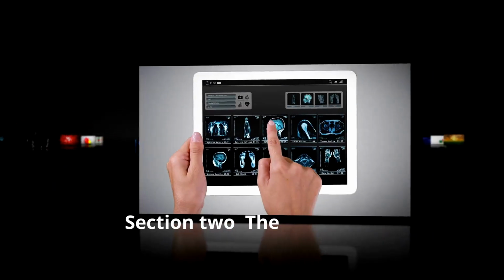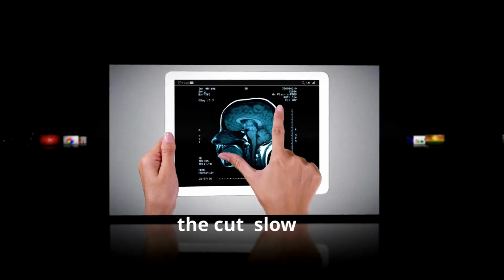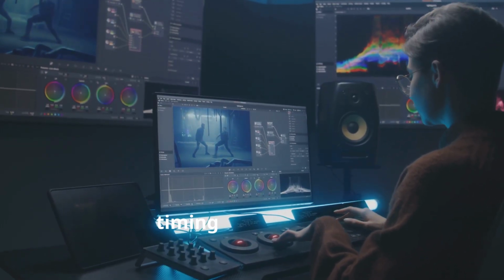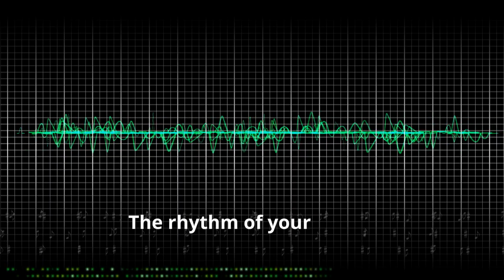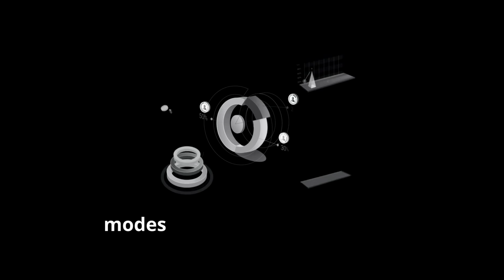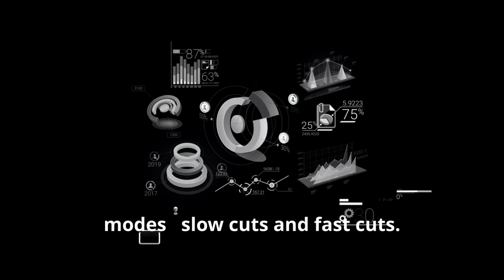Section 2. The rhythm of the cut. Slow versus fast. Let's get specific about the timing of your edits. The rhythm of your cuts is just as important as the rhythm of your voice. The two must work together. We will focus on two primary modes: slow cuts and fast cuts.